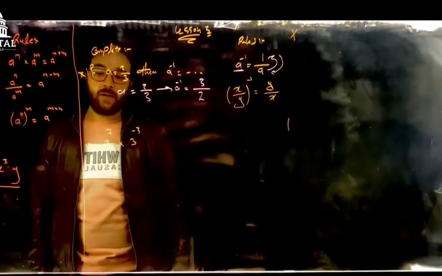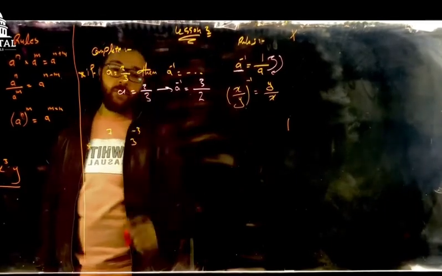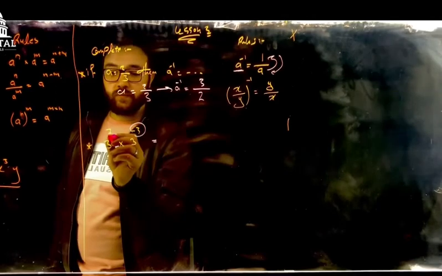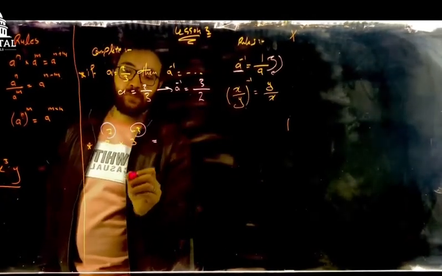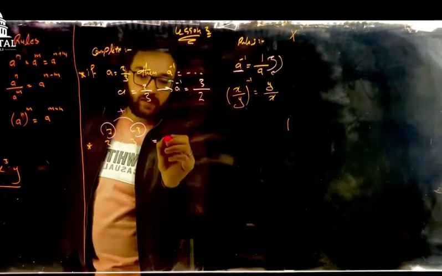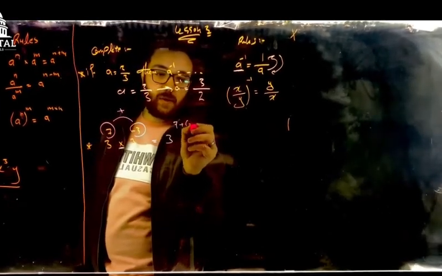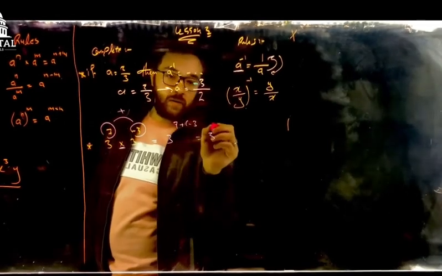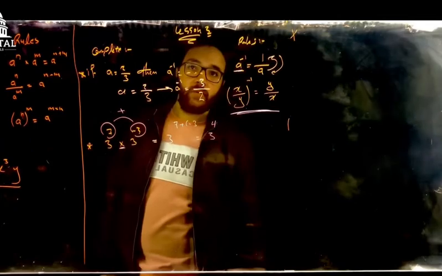Okay? Example number 2, complete 3 to the power of 7 times 3 to the power of minus 3. We have here 2 powers and there is multiplication between them. Then we add the powers, okay? Then it will be 3 to the power of 7 plus minus 3, which will be 3 to the power of 4, okay? From the rule of powers.